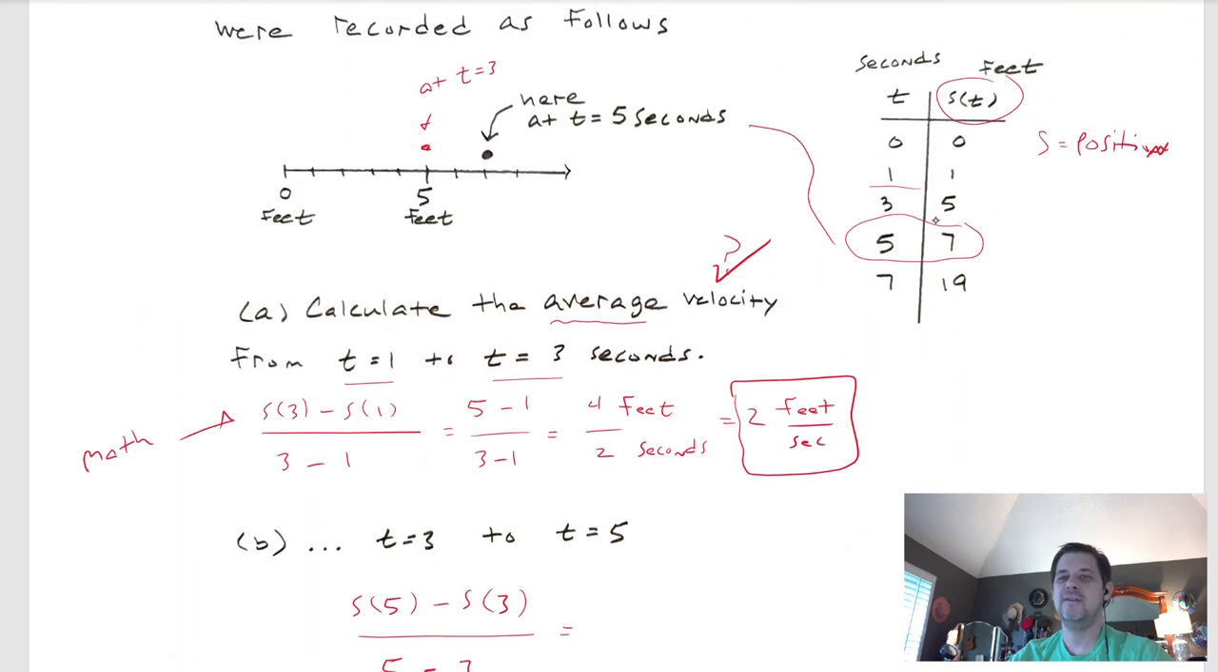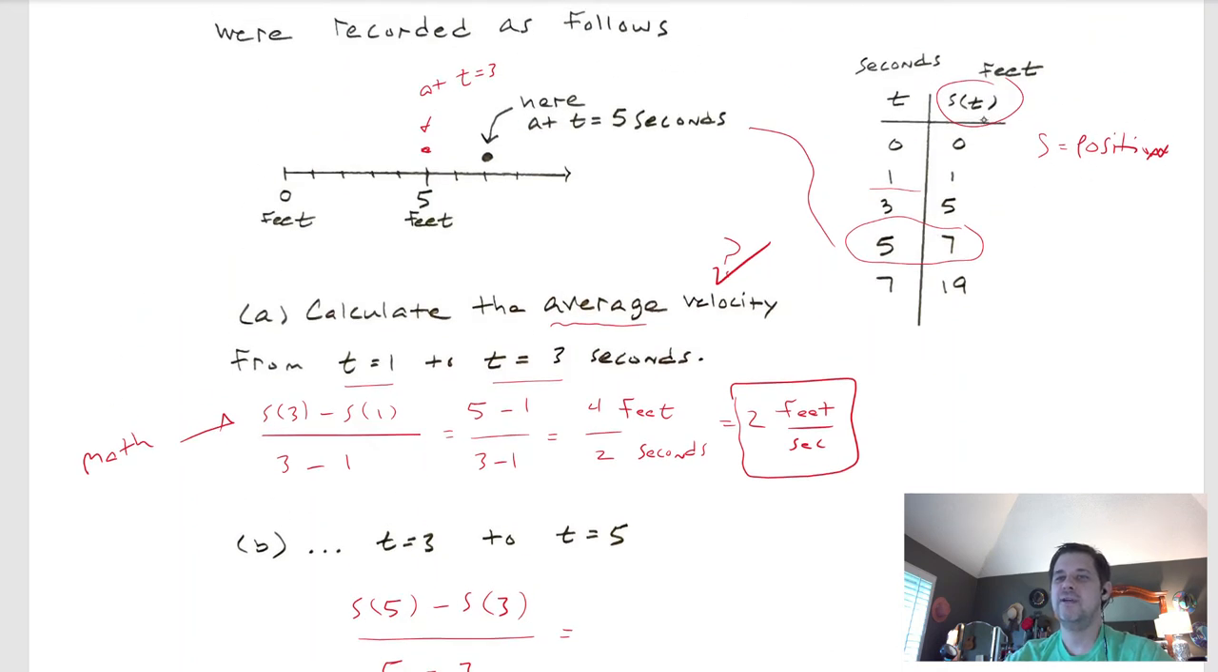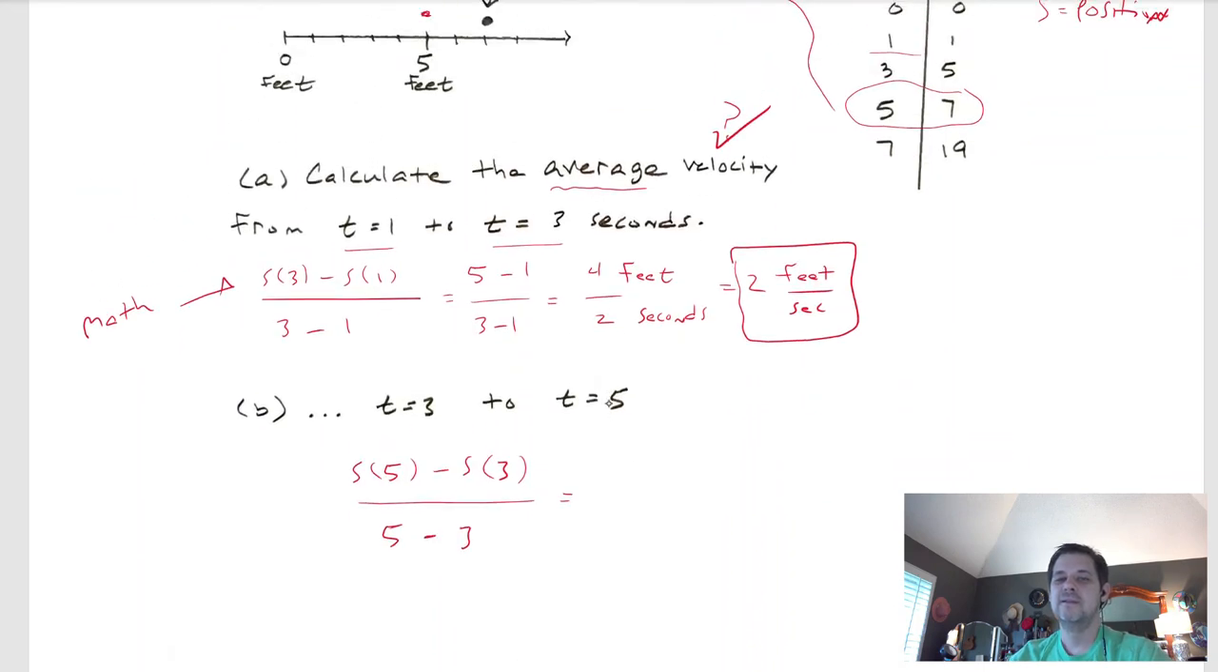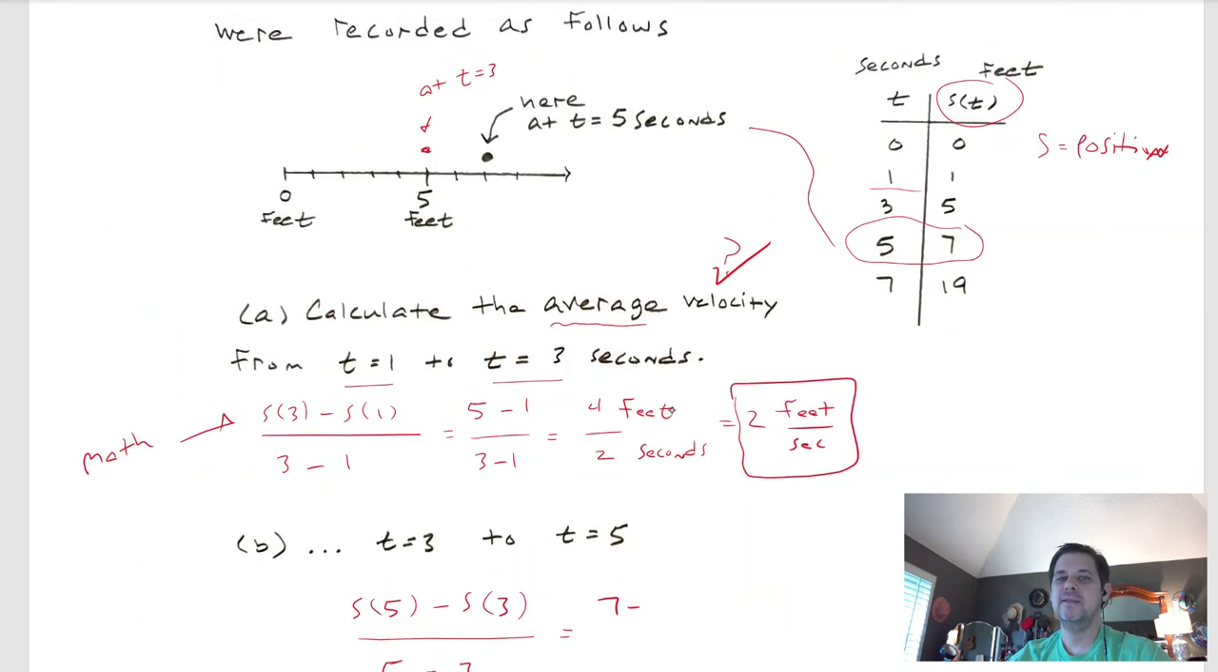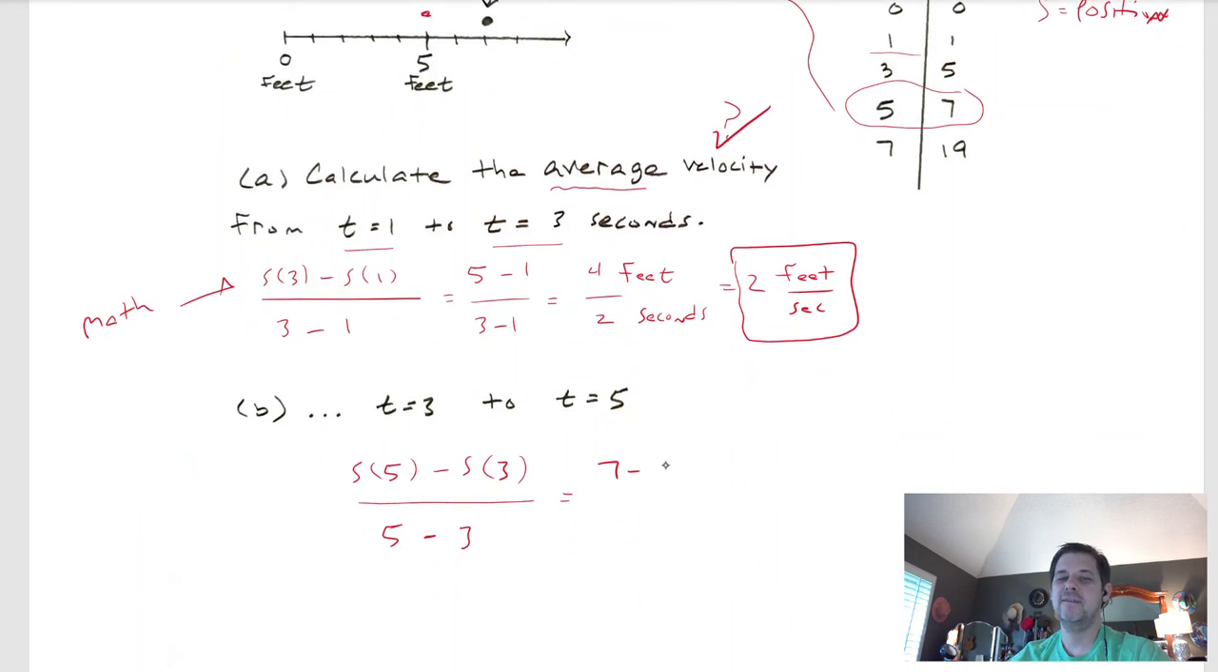What's s of 5? That's my position on the track at time t is equal to 5. That's 7. You are here at the 7-foot mark when t is equal to 5 seconds. And then s of 3, that's this number. That would be your position at time t is equal to 3, so that's 5. So we are at the 5-foot mark when t is equal to 3, and I get 2 over 2. Now, again, what's the meaning of the numbers?